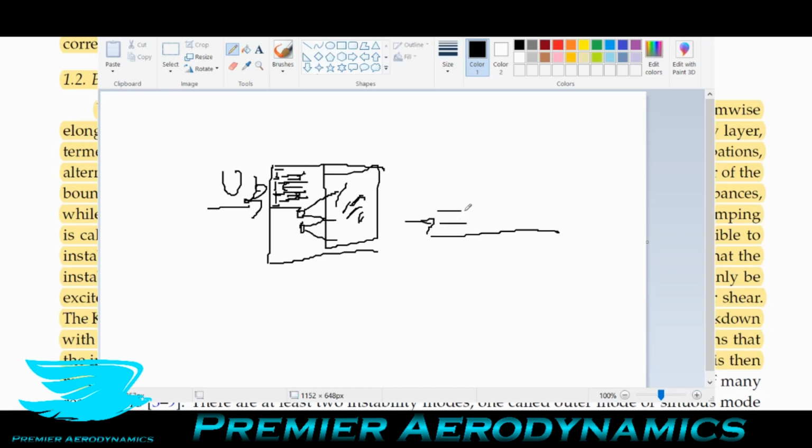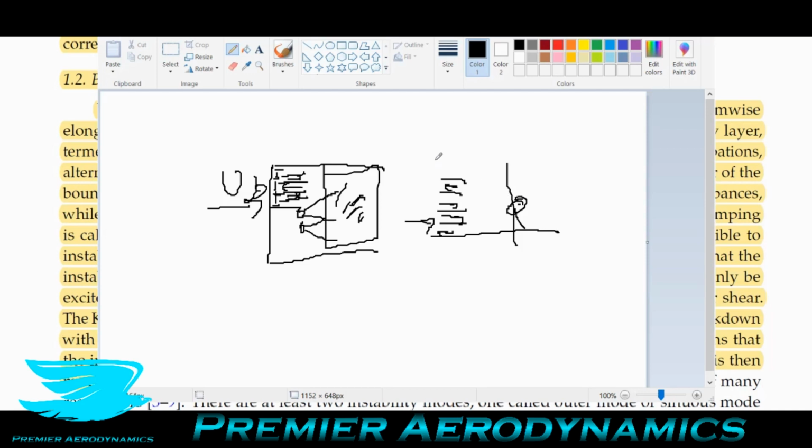We then have these jets forming as well. So one here, one there, one here, and they just form periodically. And that breaks down three-dimensionally into these turbulent spots downstream. So when we get to the turbulent spots, the turbulence looks very similar to the natural transition approach.